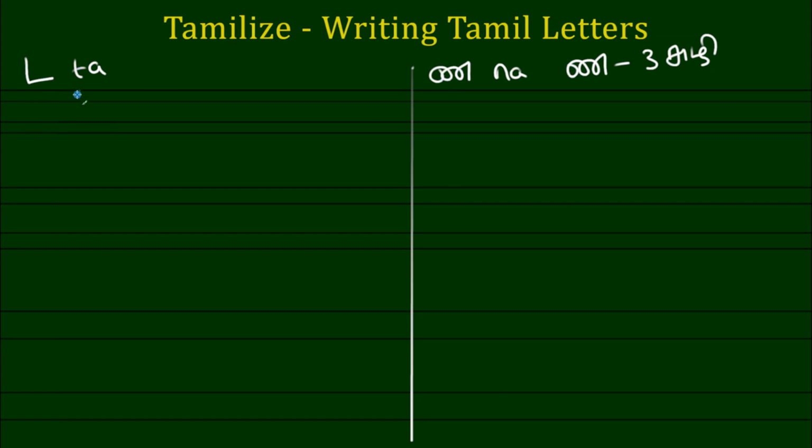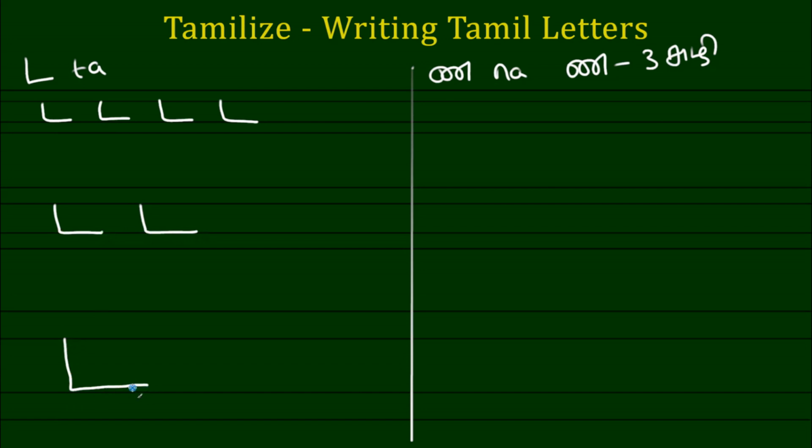So we'll start with ta, which is quite simple. You can see it's basically like the L in English. So you just write like that, right? A vertical line and a horizontal line. So you can easily write it in one stroke. So that's a very, very easy letter. There's nothing much to explain.